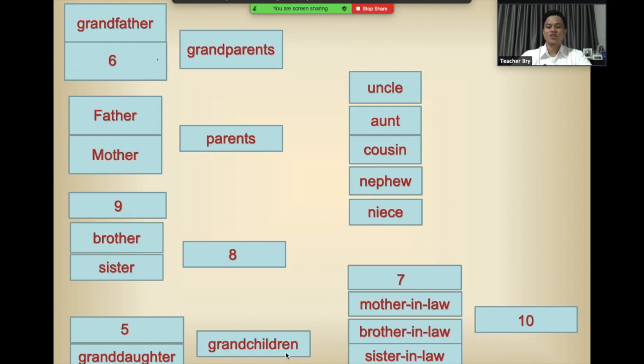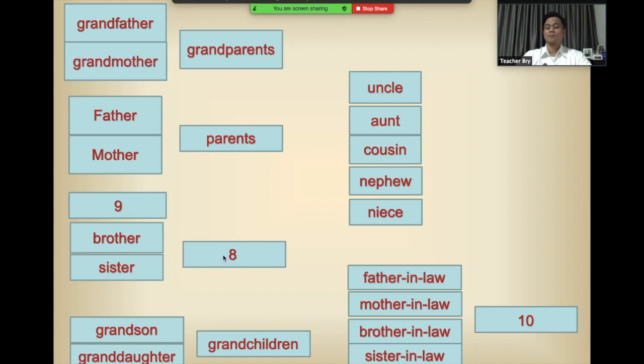Now let's move on to number 5. We have grandchildren, granddaughter. So it's a girl. What if it's a boy? Grandson. Correct. Number 7. Mother-in-law, brother-in-law, sister-in-law. What's the missing family member? Father-in-law. Very good. Okay. There you go.